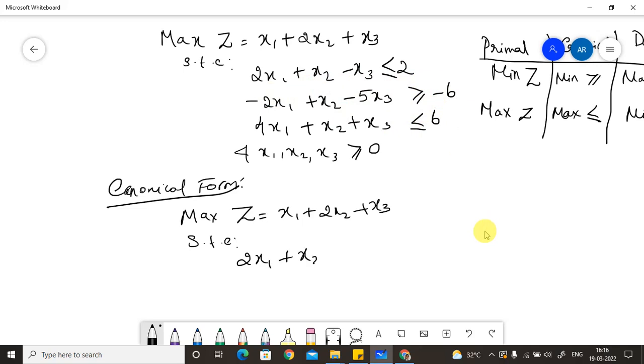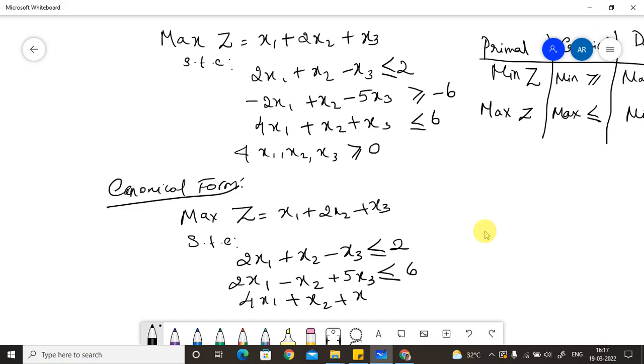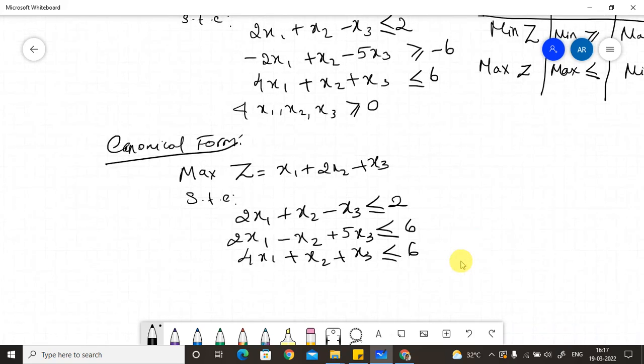2x1 plus x2 minus x3 less than or equal to 2. This remains the same. For the second, we write 2x1, plus x2 becomes minus x2, minus 5x3 becomes plus 5x3, and greater than or equal to becomes less than or equal to, minus 6 becomes 6. The third constraint remains as it is, that is 4x1 plus x2 plus x3 less than or equal to 6, and the non-negativity conditions, x1, x2, x3 are all greater than or equal to 0.